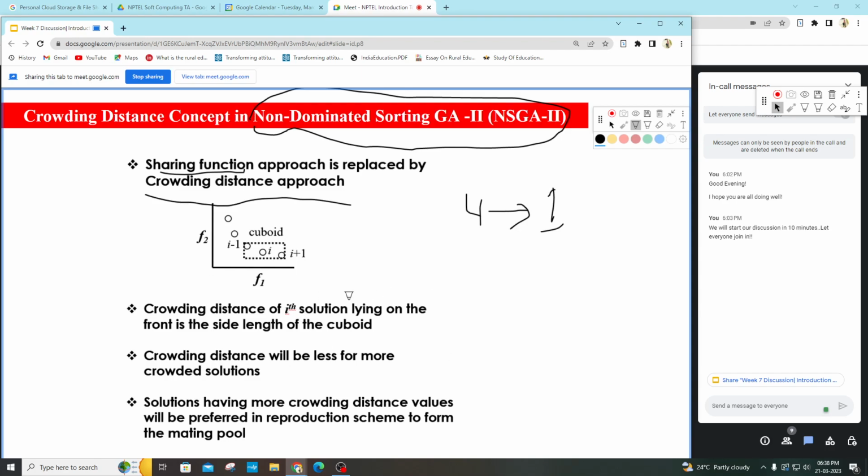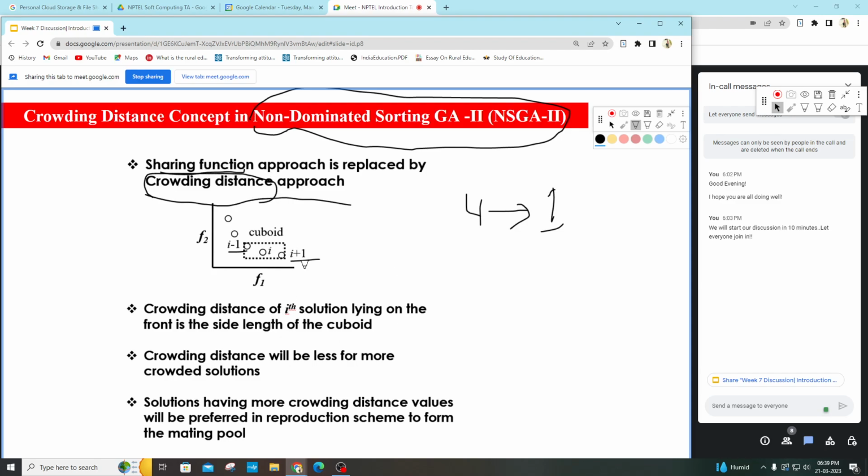So what is this crowding distance? Crowding distance of a point i is the perimeter of a rectangle or cuboid. You can say this is a 3-dimension space, you can say cuboid, otherwise you can say rectangle. Perimeter of a rectangle surrounding this point. So this i point is surrounded by 2 points, right? i minus 1, i plus 1. So when we are finding the perimeter of this rectangle, this is crowding distance.